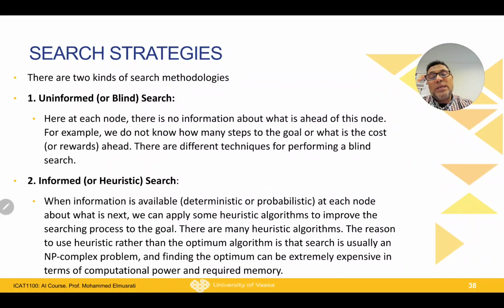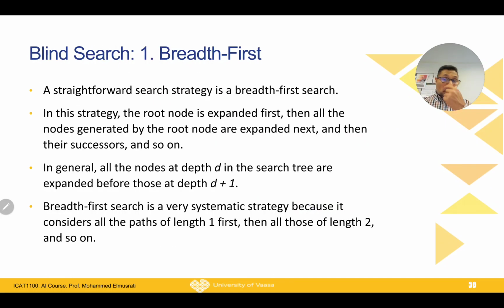Of course, we can also think about random search, but many times random search will end up going nowhere. However, random search is sometimes used to explore the problem. So we have some problems that we have no idea about, so we can just select random operators each time in order to build some knowledge about the problem itself. But here we talk only about uninformed or blind search and informed or heuristic search.